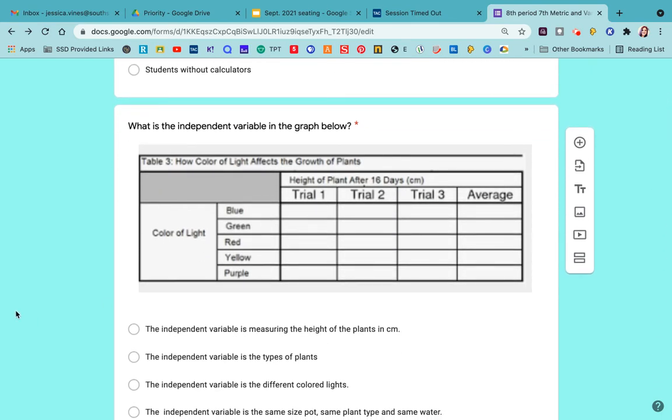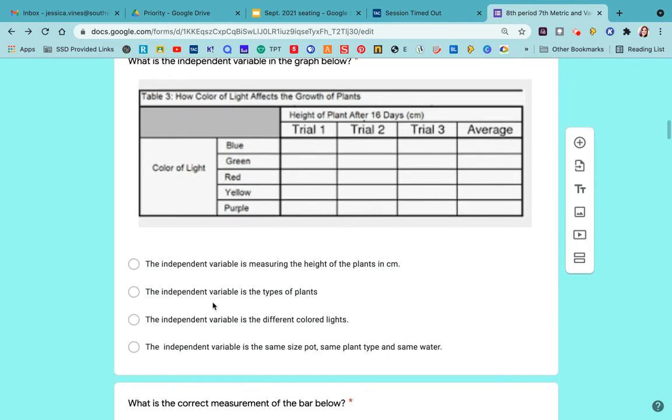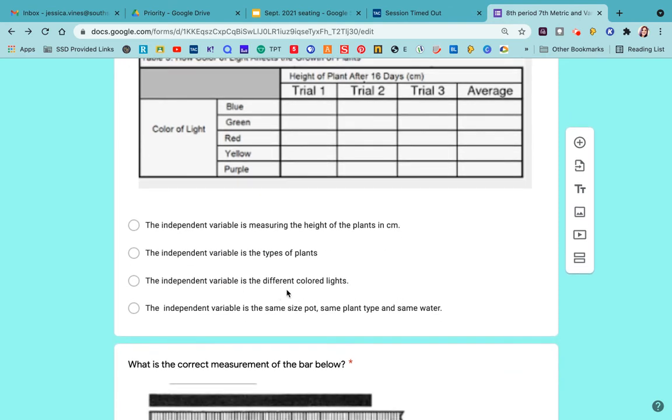What is the independent variable in the graph below? Remember, we talked about how the first side is one variable and the second side is another variable. The independent variable is measuring the height of the plants in centimeters. The independent variable is plant tops or tops of plants. The independent variable is different colored lights. Or the independent variable is the same size pot, same plant type, and same water.